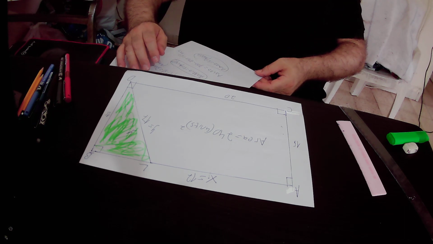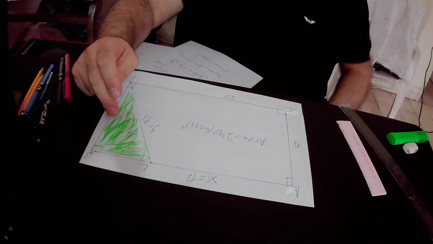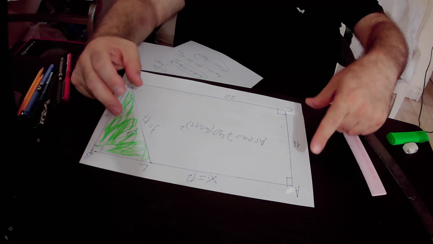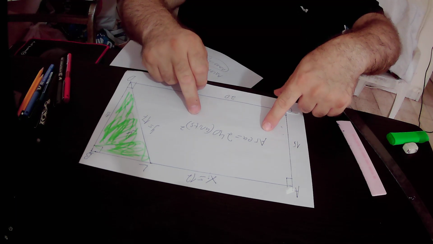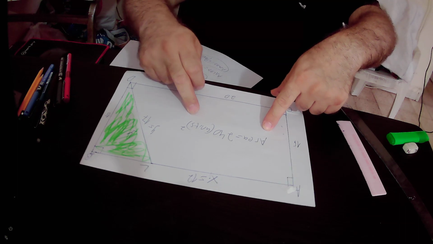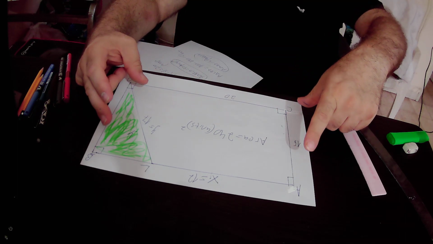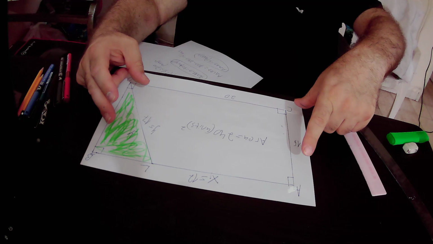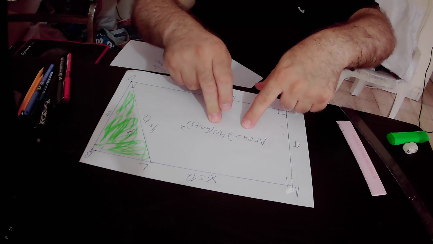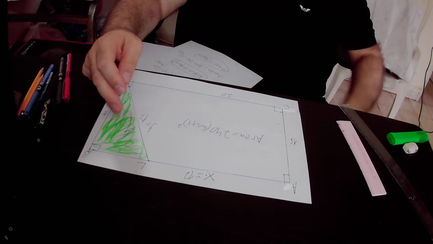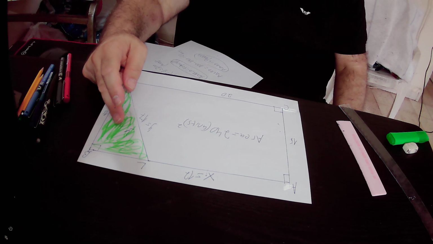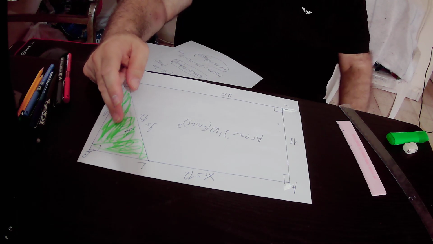And the area of the green triangle will be equal to the area of the rectangle minus the area of this right shape. So the area of the rectangle, 300 units squared, minus 240 units squared. That is to say, the area of this green right triangle equals 60 units squared.